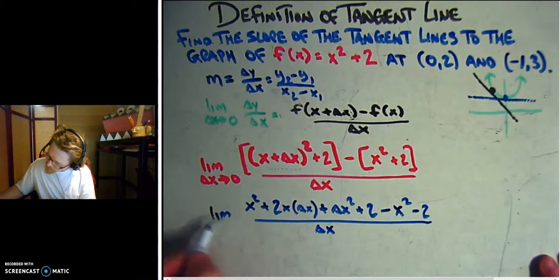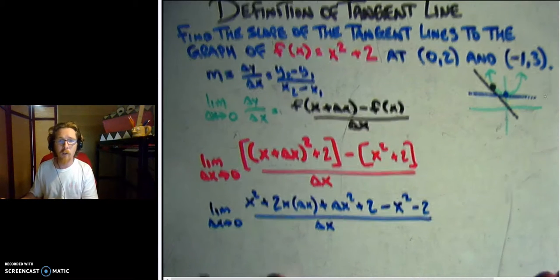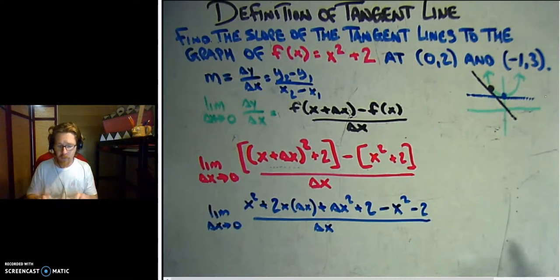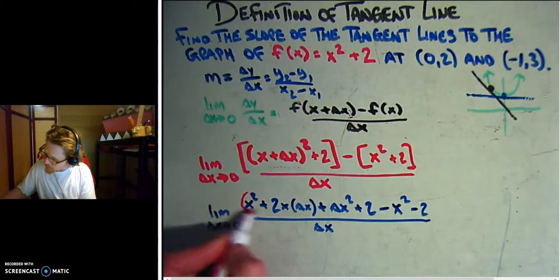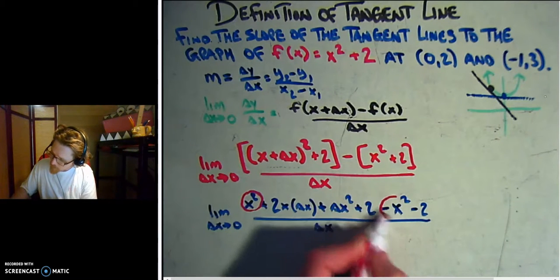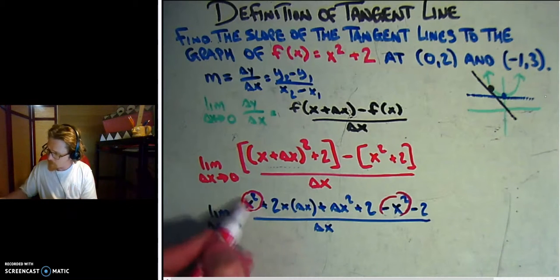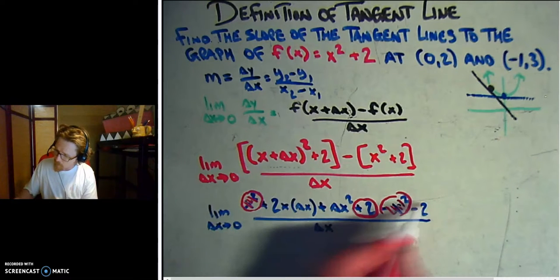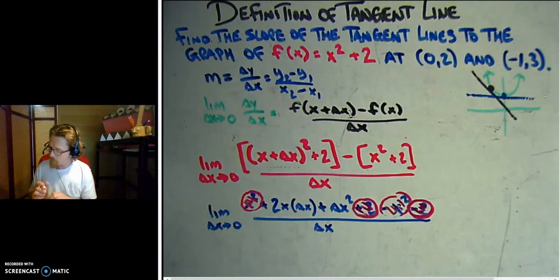And I'm still taking that limit as delta x approaches 0. And again, I still have that 0 in my denominator. But I do notice a couple of things starting to happen. Up here I have a positive x squared and a negative x squared. They're like terms. They're going to combine and cancel each other out, so I don't have to worry about those. I have a positive 2 and a negative 2. They're going to cancel out. I don't have to worry about those either.